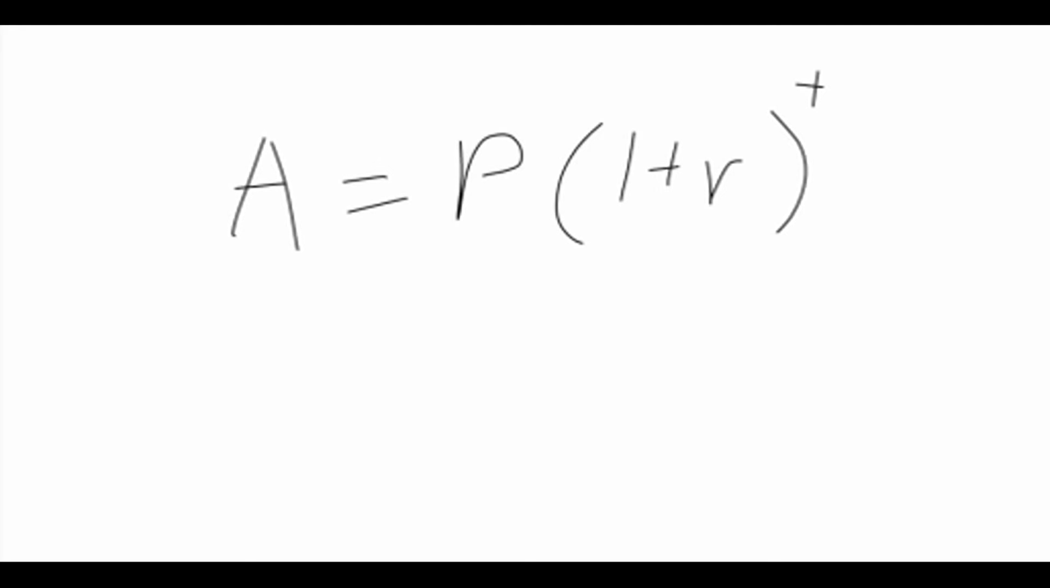A is equal to P times (1 plus r) to the t, where P is the original amount and r is the interest rate. And as before, t is the number of years, and A is the future amount. That's an example of compounding yearly, but what if you want to compound semi-annually or even every month?